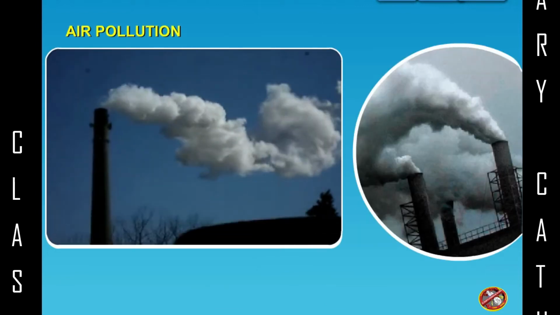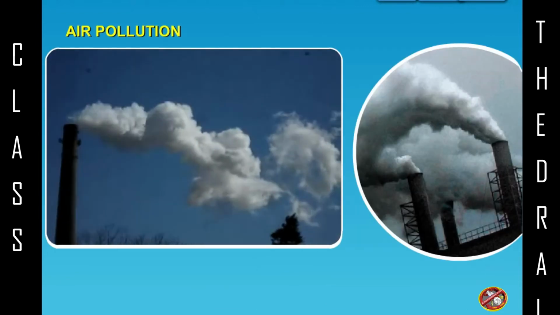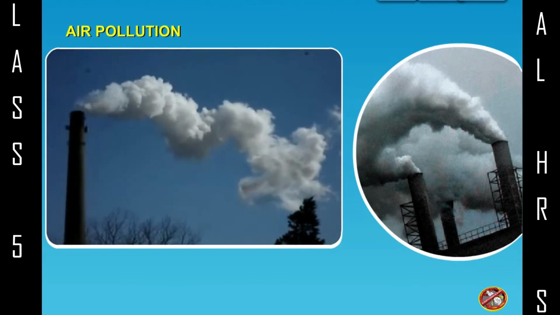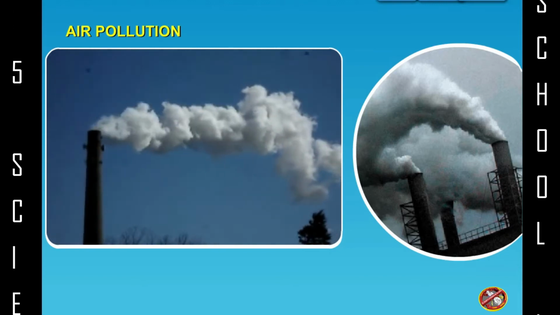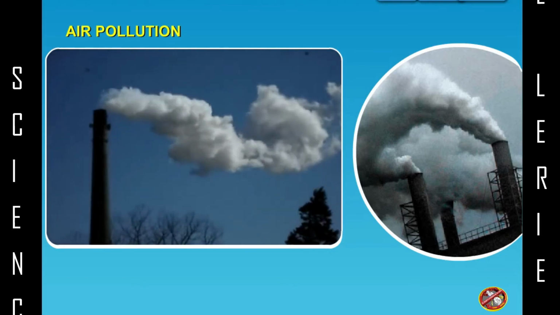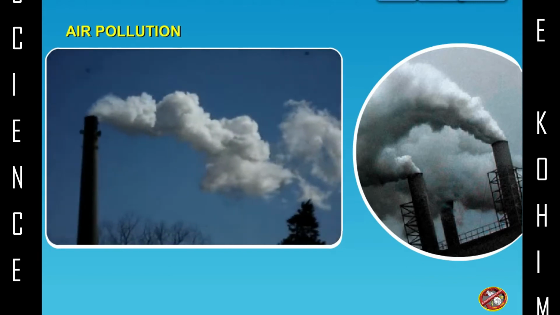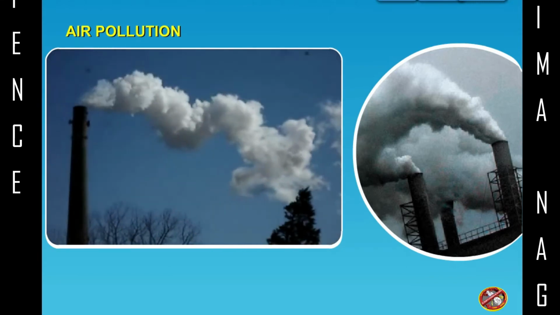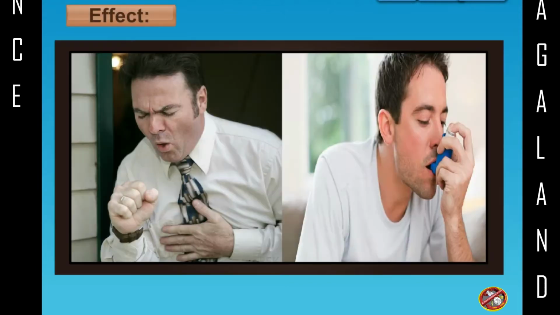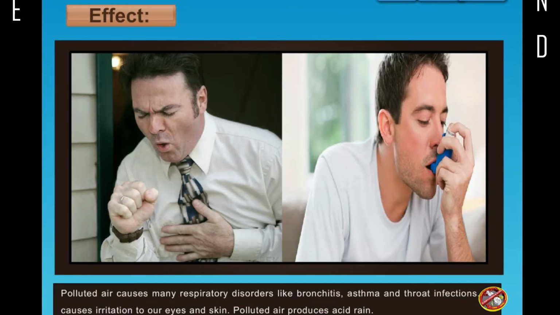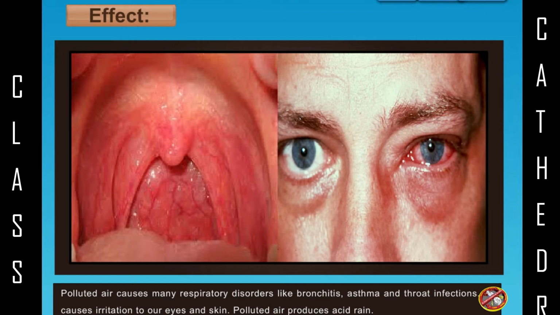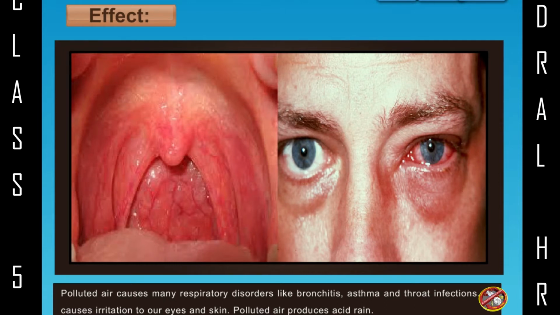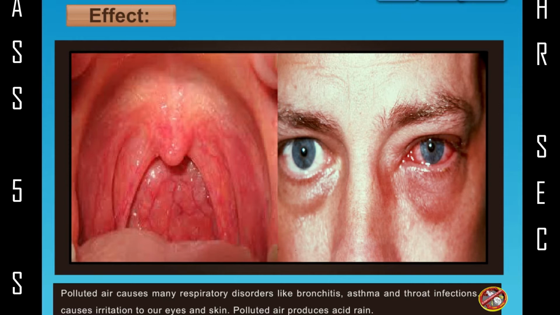Air pollution. The mixing of harmful gases and other particles like smoke and dust in the air is called air pollution. Most of the air pollutants come from burning of fuels, vehicular exhaust, industries and power stations. Effect. Polluted air causes many respiratory disorders like bronchitis, asthma, and throat infections. It causes irritation to our eyes and skin.